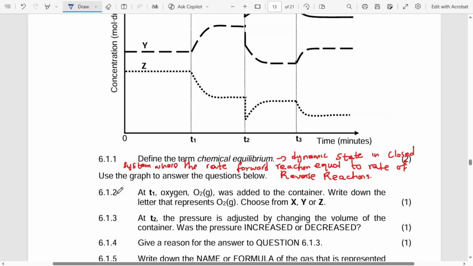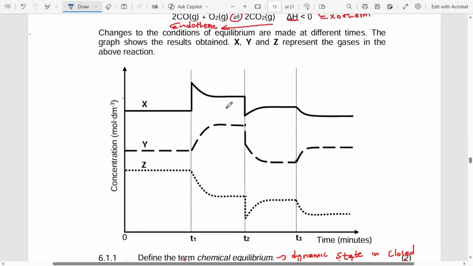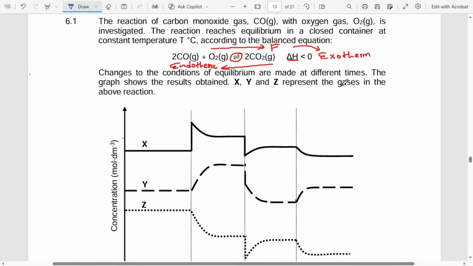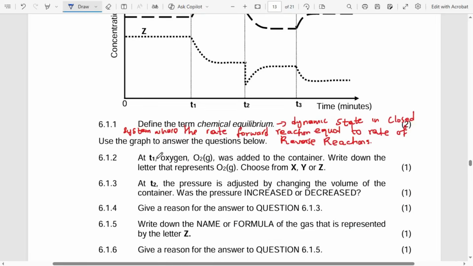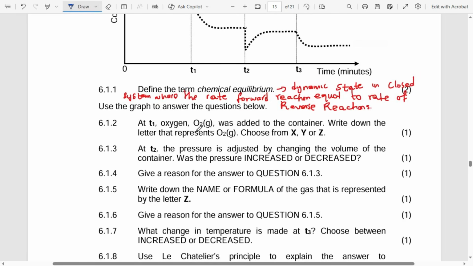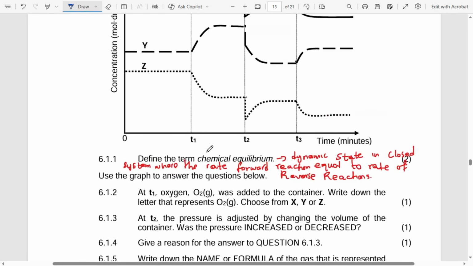Okay, so now, first thing first, you need to understand the graph. We said the forward reaction is an exothermic reaction. Right, let's answer the following question. At T1, I can see T1, this is my T1 here. They said that oxygen gas was added to the container. Write down the letter that represents O2, choose from X, Y, or Z. At T1, we add oxygen.